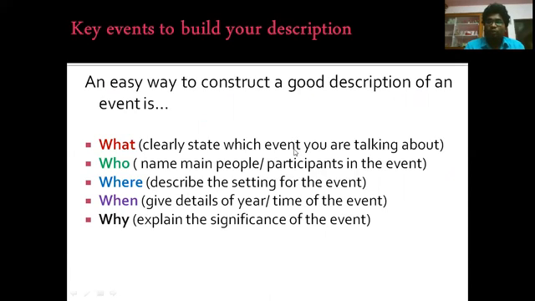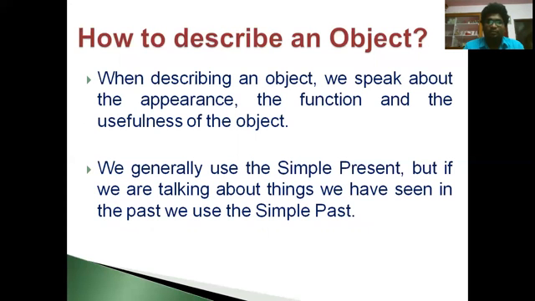Well, you have to mention what you are talking about. You have to tell who actually participated, who the chief guests are, and who welcomed them, and each and everything needs to be explained. And you have to talk about the setting, the details, as well as the time of that event. And next, you also have to explain the significance or the importance of that. So this is how things are taken into account when we are describing an event.